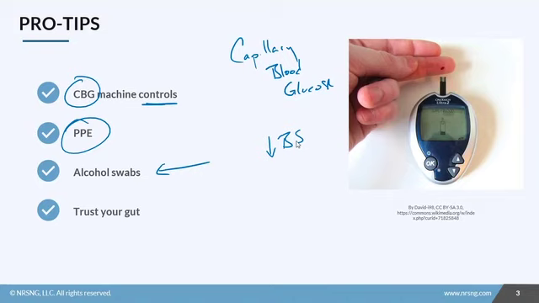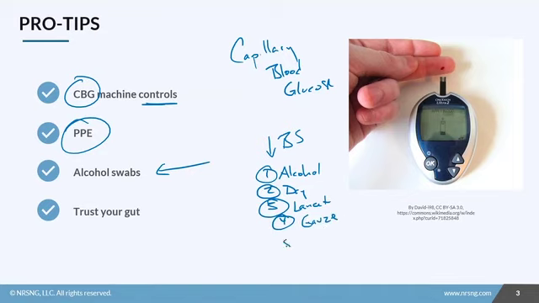So what I want you to do is clean your patient's finger with the alcohol swab, and let it dry. Then you use a lancet to prick the finger. Then use a piece of gauze and wipe that first drop of blood away, and test the second drop of blood. That way you can ensure that none of the alcohol got on there to mess up your results. That's going to give you your most accurate blood sugar measurement.